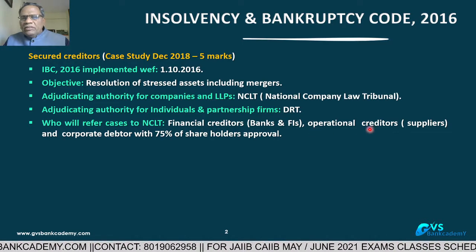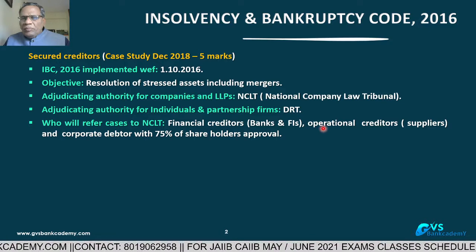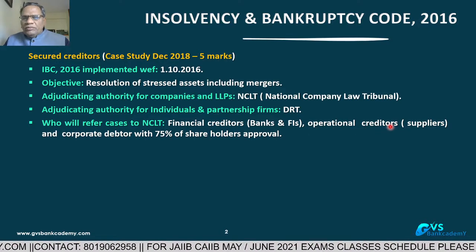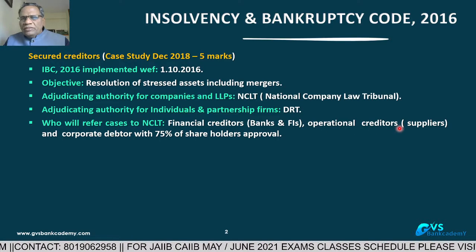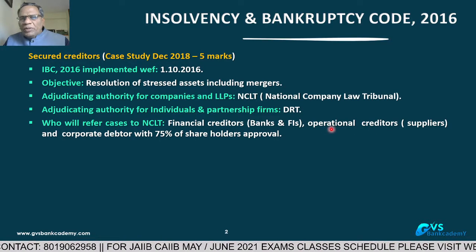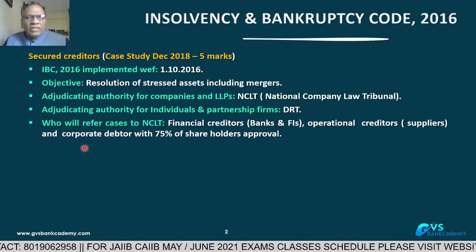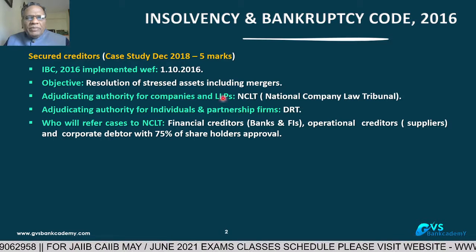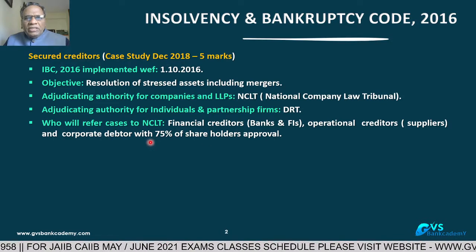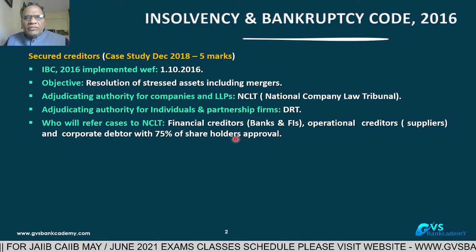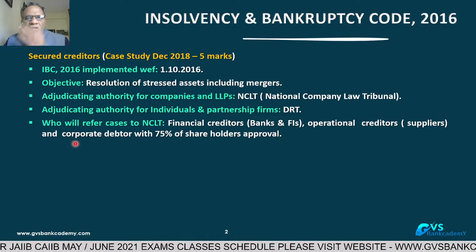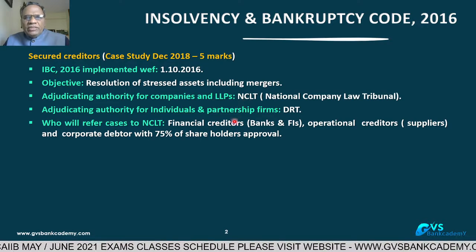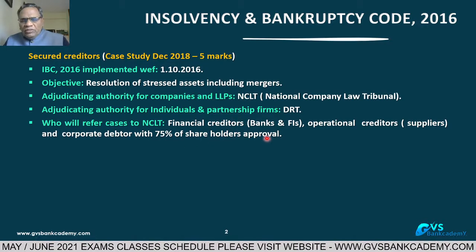Operational creditors: suppliers of raw material, suppliers of various goods and services, all come under operational creditors. Then the corporate debtor, the defaulting company, can also take up the matter with NCLT with the consent of 75% of shareholders. If the corporate debtor, meaning the defaulting company, wants to refer the case to NCLT, 75% of shareholders' approval is required.